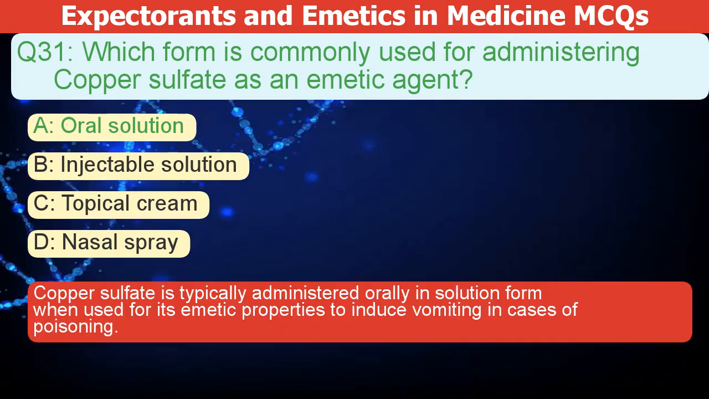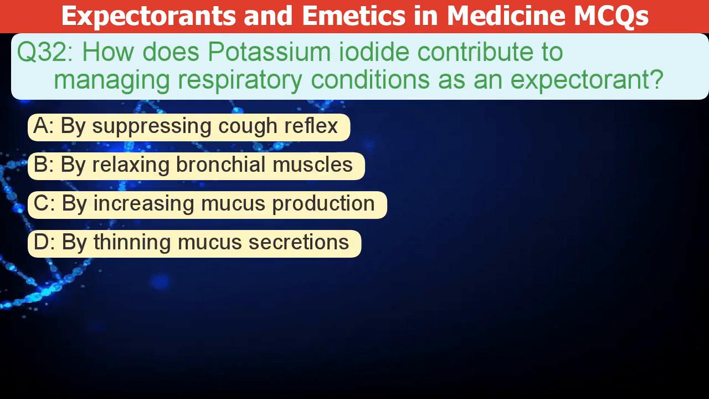The correct answer is A. Copper sulfate, when used as an emetic, is usually given orally in solution form to induce vomiting in cases of poisoning. How does potassium iodide help manage respiratory conditions as an expectorant?